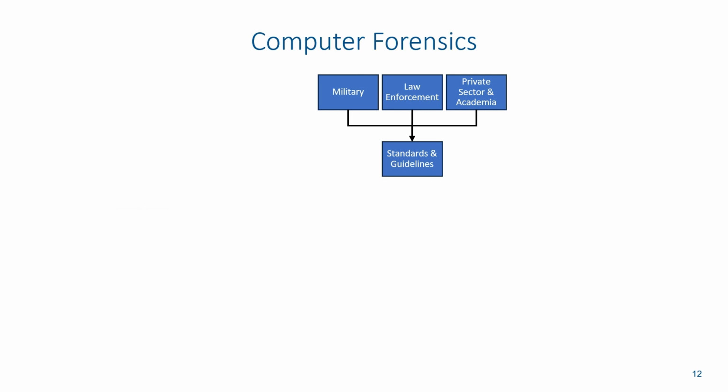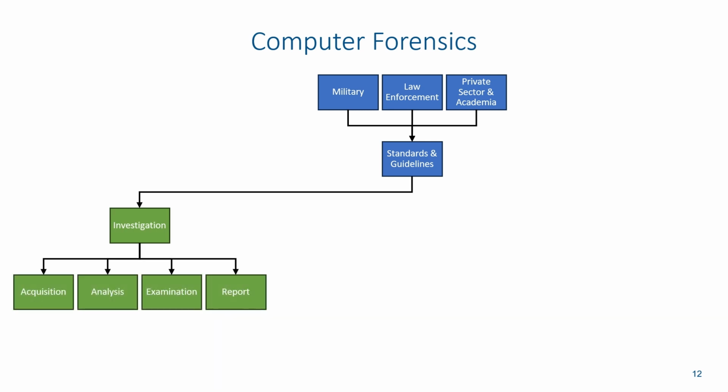One of these standards looks at forensics investigation, which involves acquisition of devices, materials, etc. that we're going to perform forensics on, then the analysis that we're going to do. From our analysis, we come up with an examination of what actually happened, and then write up a report for that. And we'll talk about these steps more in a subsequent video.